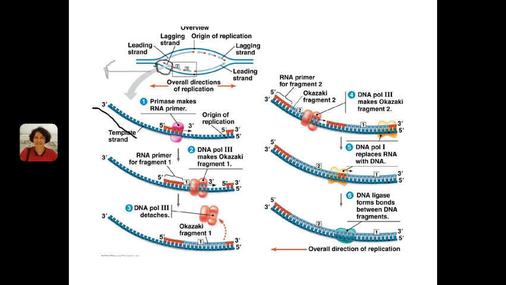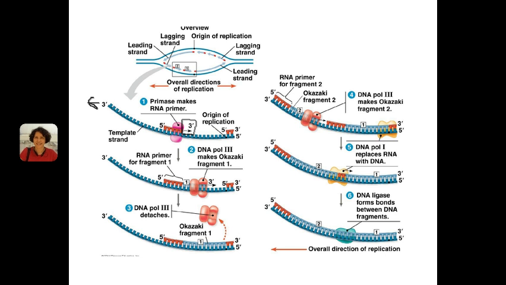In the first drawing, this one, we see how after the origin opened to some extent, remember the origin is opening in this direction, primase has deposited a primer because DNA polymerase 3 needs a primer to add to. Notice that the 3' end of the primer is facing away from the opening of the replication fork.